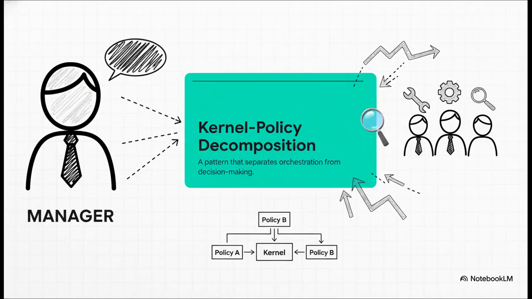The solution is a pattern called Kernel Policy Decomposition. Now, I know that sounds a bit academic, but the idea behind it is actually super simple. It's all about creating a clear division of labor in your code. Just think of it like this. You've got a manager, we're going to call that the kernel, and their team of expert specialists, which we'll call policies. This simple metaphor is going to be our guide through this whole thing.